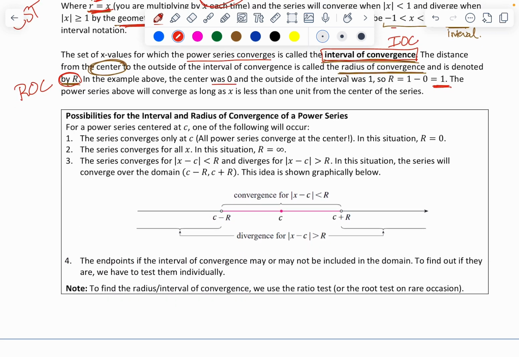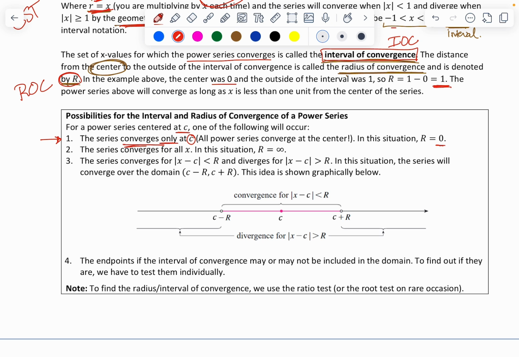There are three different possibilities for the interval and radius of convergence of a power series. For a power series centered at c, one of the following will occur, and only one of these three things. Either the series only converges at c and diverges everywhere else. That means the radius is 0, because whatever c is, that is the only point where it will ever converge and nowhere else.